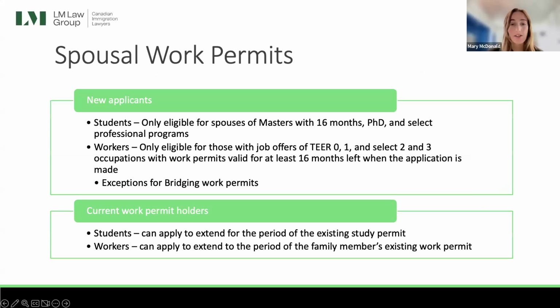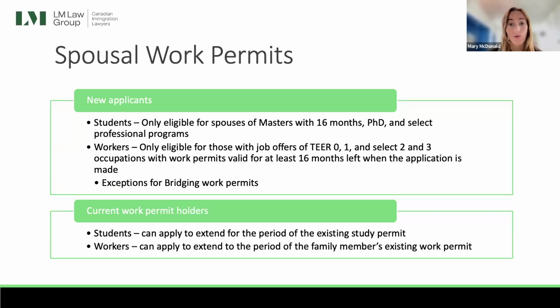Okay, so IRCC has also made some changes recently regarding the eligibility for spouses to work in Canada. It used to be that if you were studying in Canada, your spouse could get a work permit to accompany you, but IRCC made changes and now spouses can only get a work permit to accompany you in certain situations. For students, the spouse of a student can only qualify for a work permit if their spouse is studying in a master's program of at least 16 months in duration, or a PhD, or within selected professional programs that are on IRCC's website.